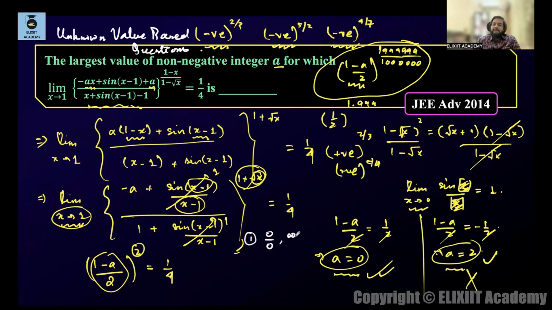Then we have the infinity by infinity form. Mostly the questions are based on these two forms. There are other forms as well, but these are the most important forms which you'll face, from which every time you'll get the question. Every year we have been getting questions from these two forms. Then 1 raised to the power of infinity, this form.